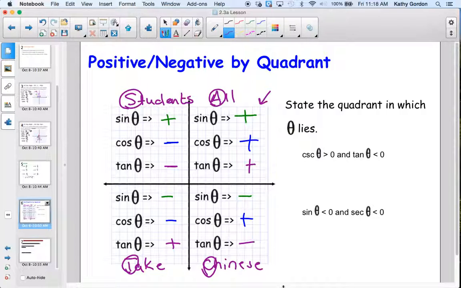Can you tell which quadrant I'm talking about? Which one? If cosecant is going to be positive, greater than 0, and tangent has to be less than 0, which quadrant am I talking about? 2. Because cosecant is tied to which one? It's the reciprocal of sine. So we're basically saying sine has to be positive and tangent has to be negative. The only time I get that combination is in the second quadrant.